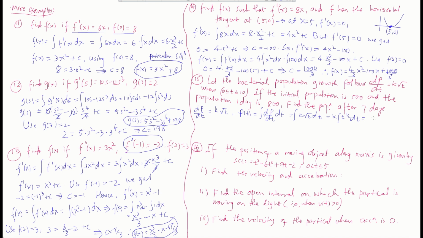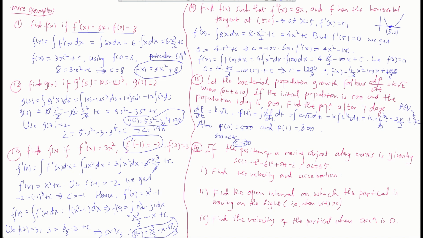So how much is that? It is k times t to the 3/2 over 3/2, right? Because x to the n integrates to x to the n plus 1 over n plus 1. So this will be 2k over 3 t to the 3/2 plus c. Okay guys, to find the values of k and c, we use the initial condition and the condition after 1 day. We are given that at 0, the beginning population is 500 and after 1 day the population is 800, right?